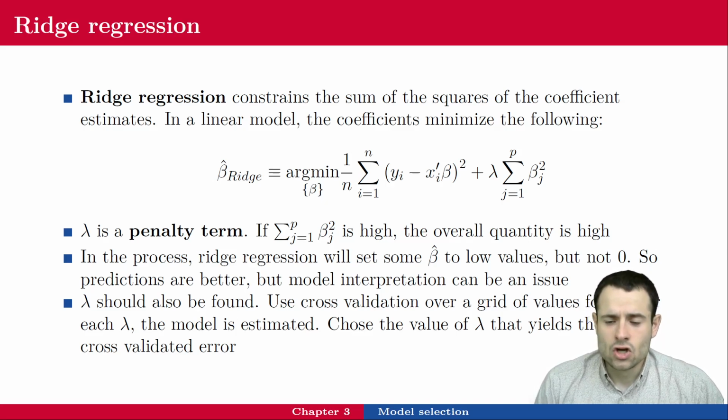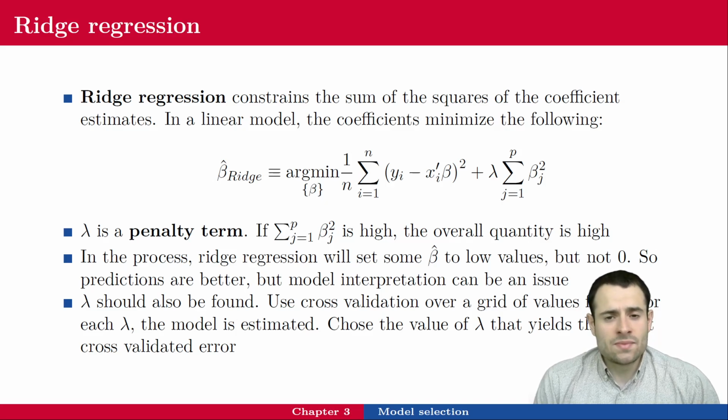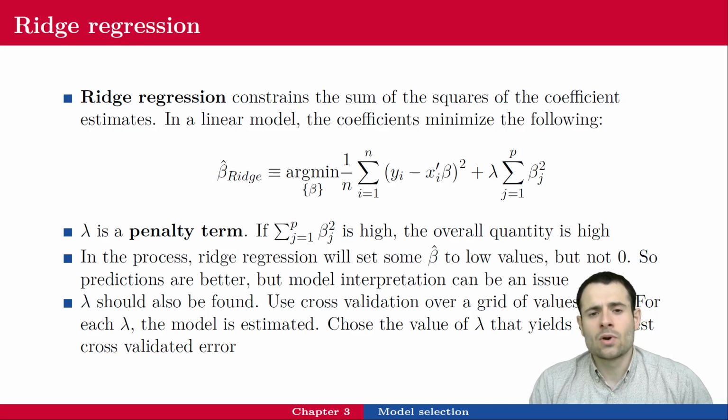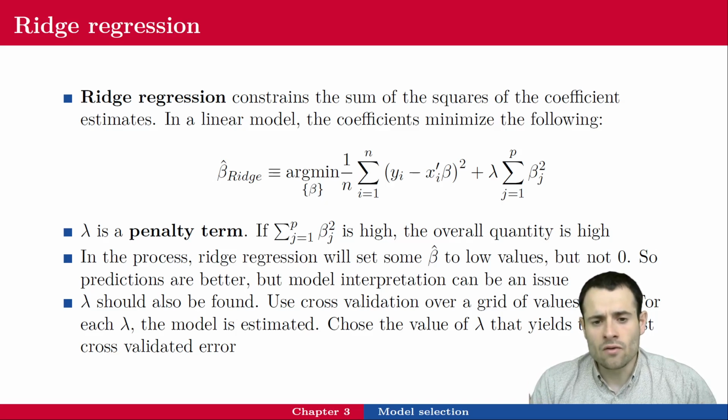The idea is you choose a grid of values for lambda. You set lambda equal to 0, 1, 2, 3, 4, 5, let's say all the way to 10, for instance. When lambda is equal to 0, you estimate the model. That gives you an OLS. When lambda is equal to 1, you estimate the model again. When lambda is equal to 2, you estimate the model again for each value of lambda. And then you use a criterion to find the best lambda.